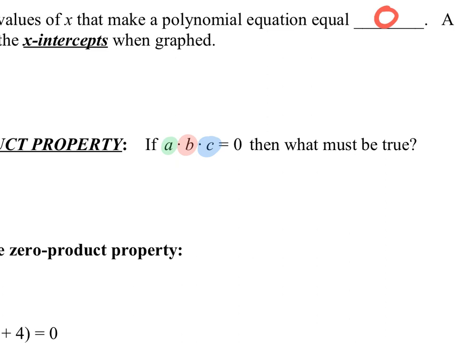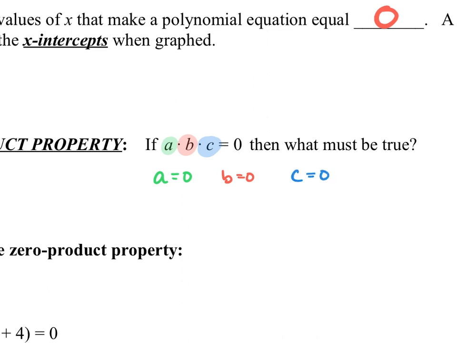Then logically what we could figure out is that one of these three things has to be 0. The reason for that is it doesn't matter how many things you're multiplying. If you're multiplying by 0, you're always going to get an answer of 0. So if our answer is 0 over here, that must mean that one of these three things is going to be 0. And in this case, it's pretty simple. That either means that A equals 0, or B equals 0, or C equals 0.